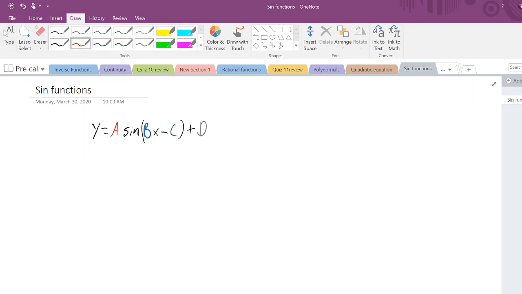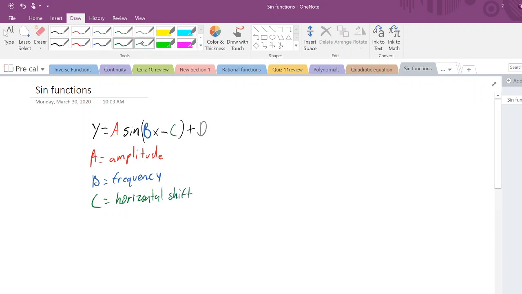So what is each thing? A is equal to amplitude. B is equal to frequency. C is equal to horizontal shift. And D is equal to vertical shift. Alright, so this is just some vocabulary. You need to know some vocabulary to find this.